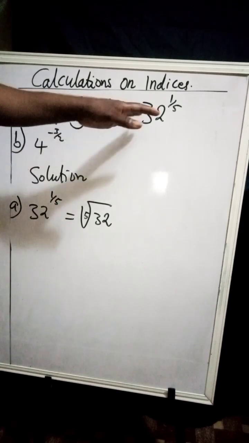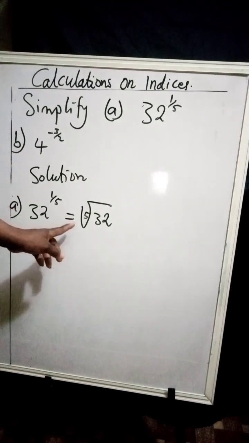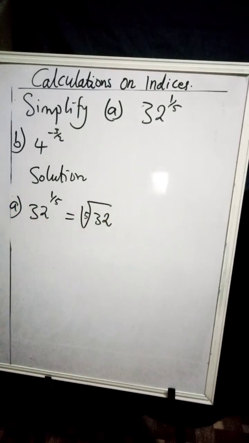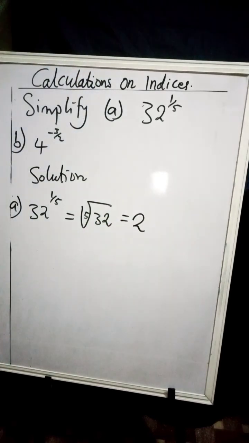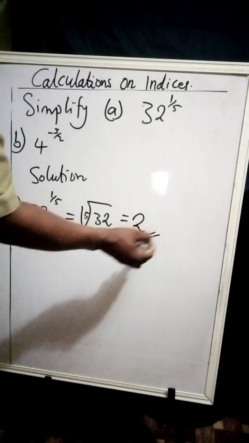Let's solve the first one, which is 32 to power 1/5. This is the same thing as the 5th root of 32. So what we ask ourselves is, what number will multiply itself 5 times to get 32? And that is actually 2, because 2 multiplied by itself 5 times will give us 32. And that is the answer.